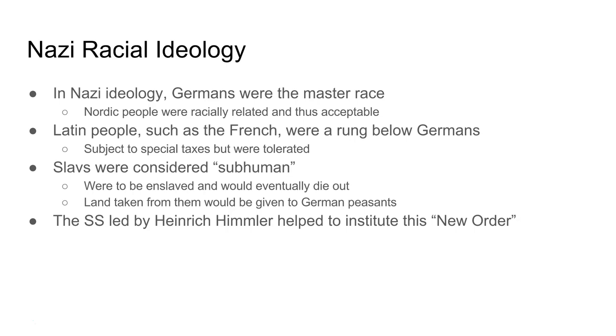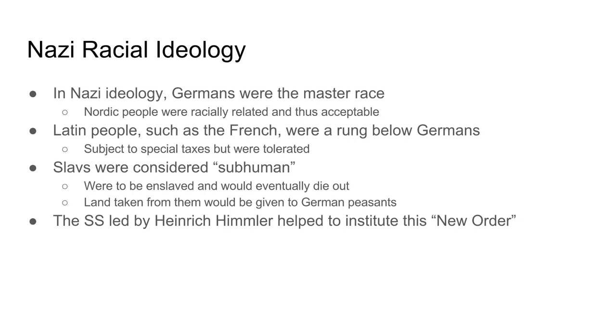Below them are the Slavs, which include the Russians, the Balkan region, and all the Eastern Europeans. These people are considered subhuman. They were to eventually all be enslaved and killed off through forced labor and sometimes just execution. And land taken from them would eventually be given to German peasants.